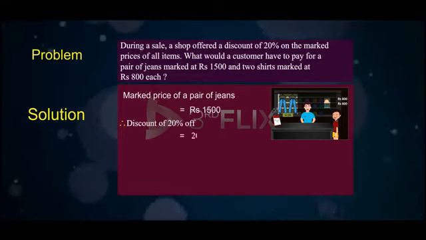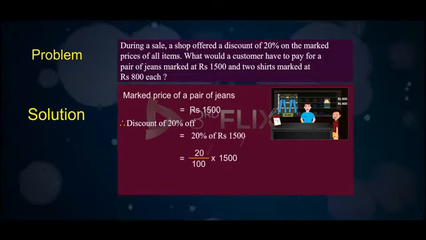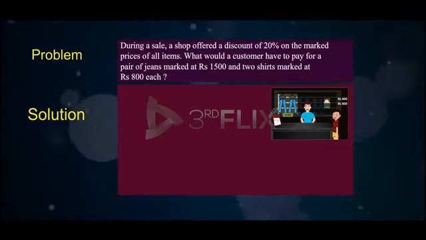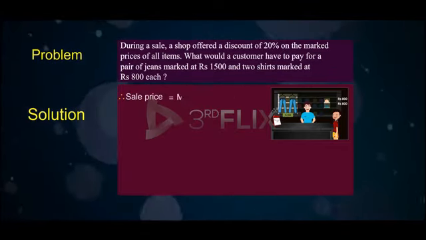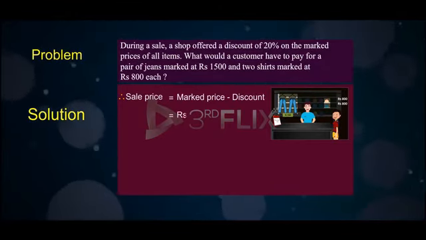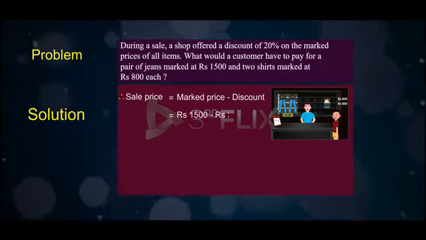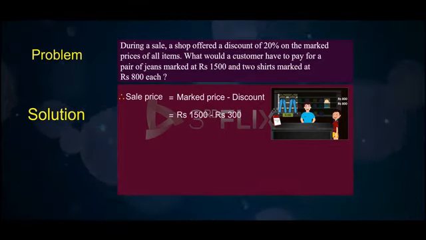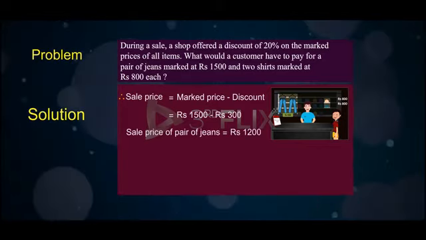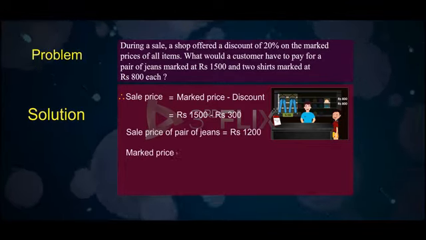Discount is equal to 20% of rupees 1,500, that is, equal to rupees 300. Sales price is equal to marked price minus discount. That is, rupees 1,500 minus 300. So, the sales price for a pair of jeans is equal to rupees 1,200.